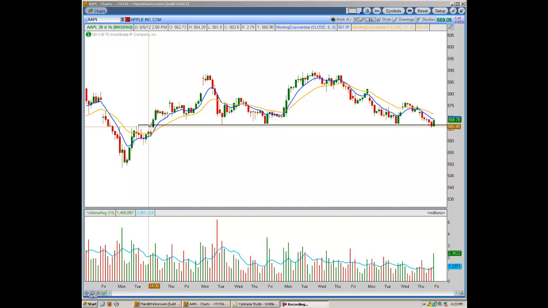Just as an action point, it's good to be aware of these levels that you may not see on the daily, but a more granular look, like a 60-minute chart, will show it to you. So today, we sort of voided and failed at this catch play. You can see we turned lower.